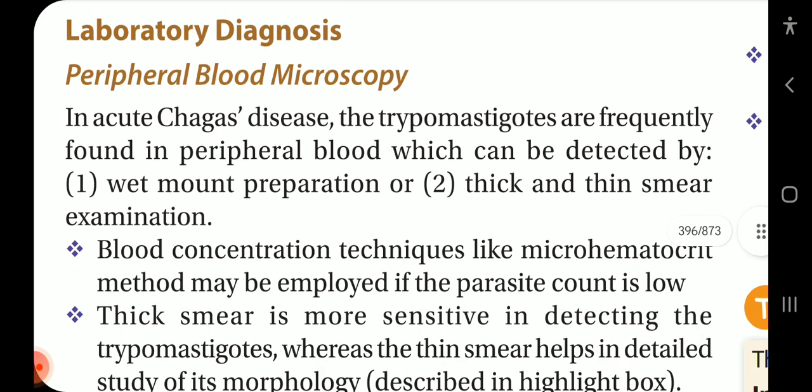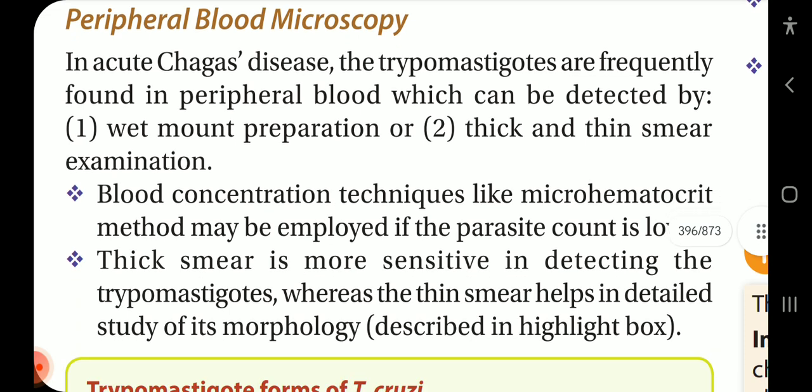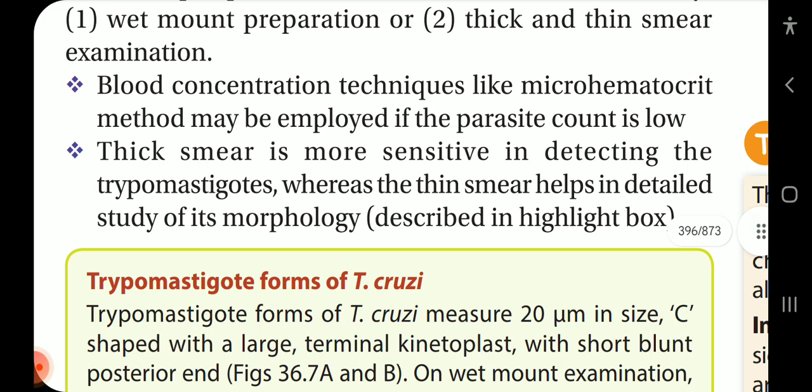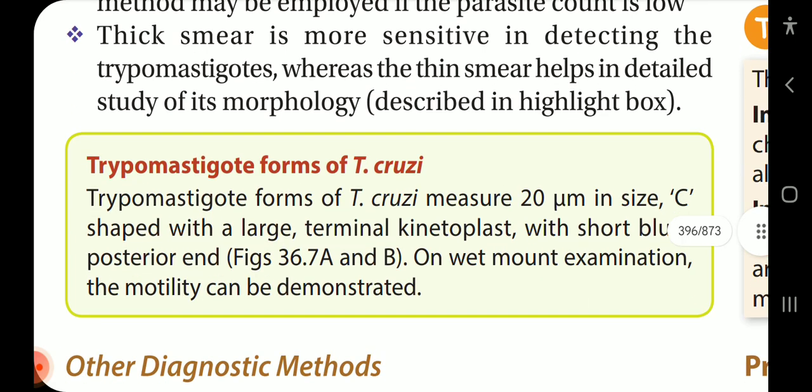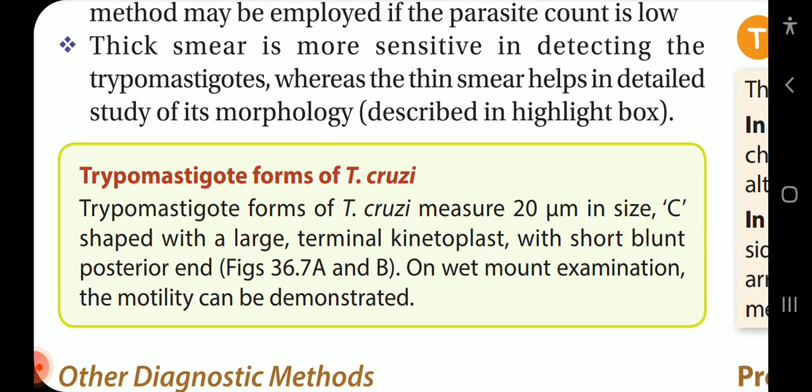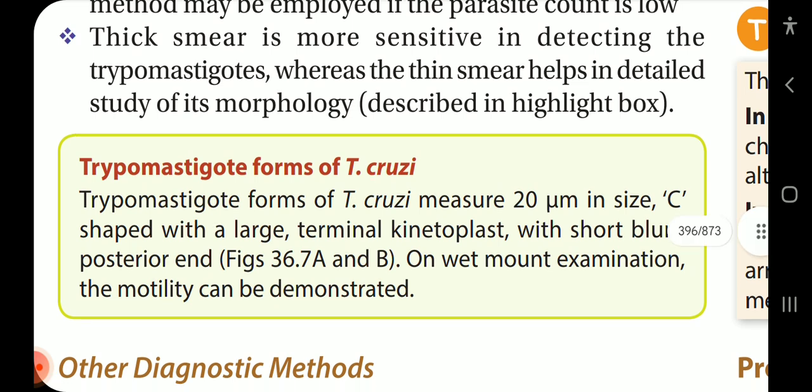Lab diagnosis, peripheral blood microscopy. In acute Chagas disease, the trypomastigotes are frequently found in peripheral blood, which can be detected by wet mount preparation and thick and thin smear examination. Blood concentration techniques like the microhematocrit method may be employed if the parasitic count is low. Thick smear is more sensitive in detecting the trypomastigotes, whereas the thin smear helps in detailed study of its morphology.